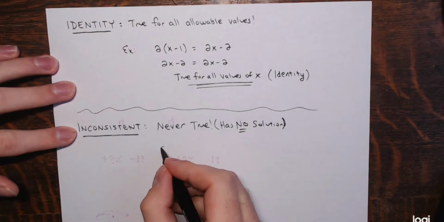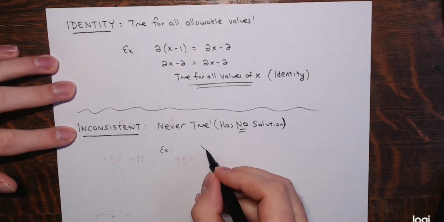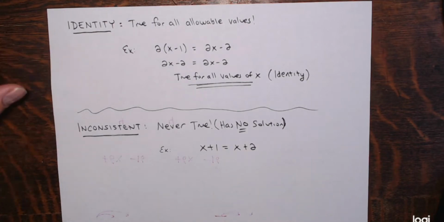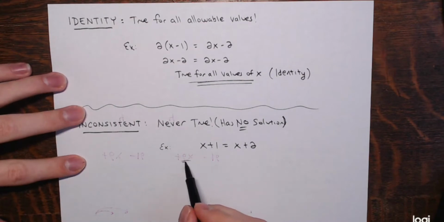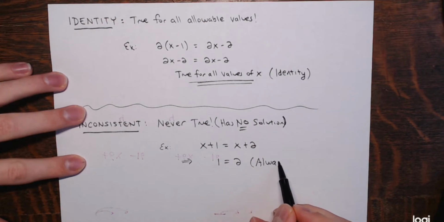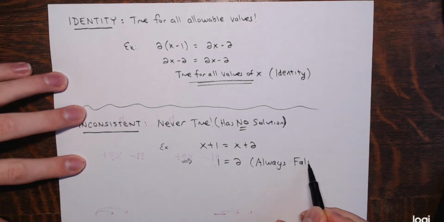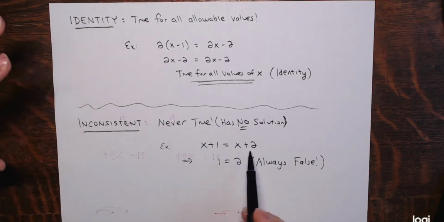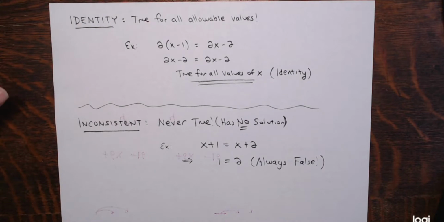And a quick example of this would be x plus 1 equals x plus 2. This is never true, right? If I were to subtract x from both sides, this would lead me to 1 equals 2. This is always false. This equation has no solution. There's no number I could replace x with and make that true. That's a very simple example of an inconsistent equation. Okay, so now we got the definitions out of the way.